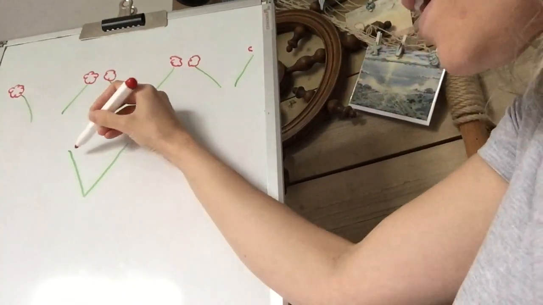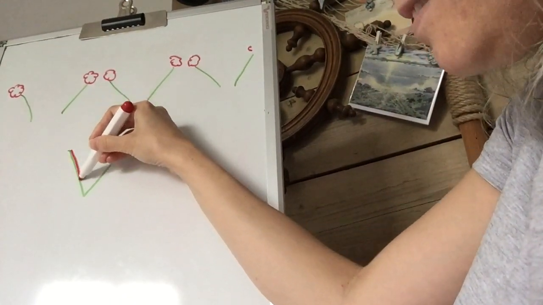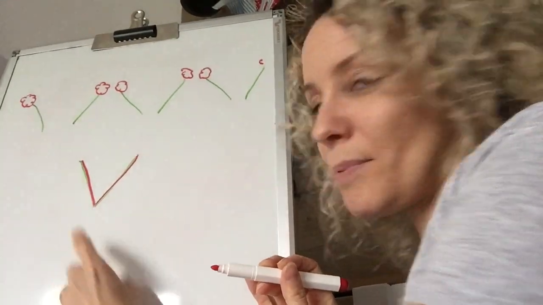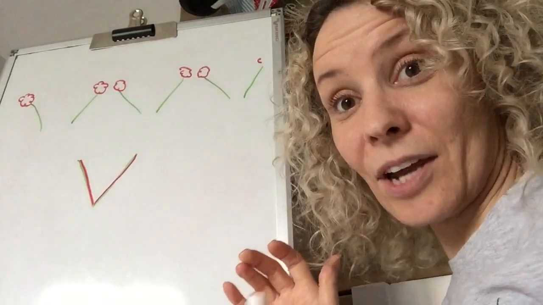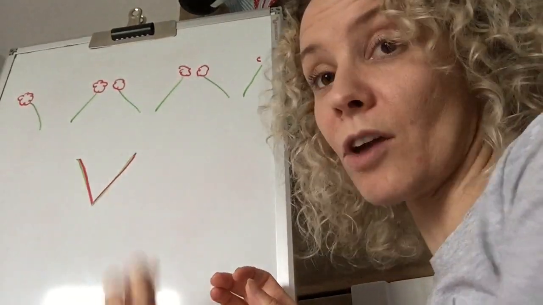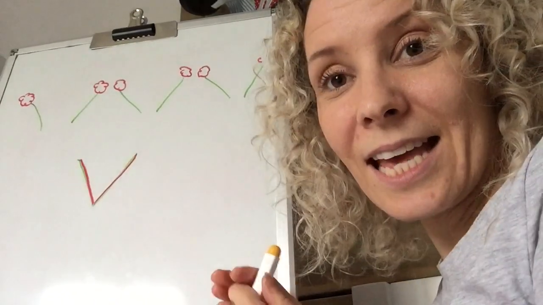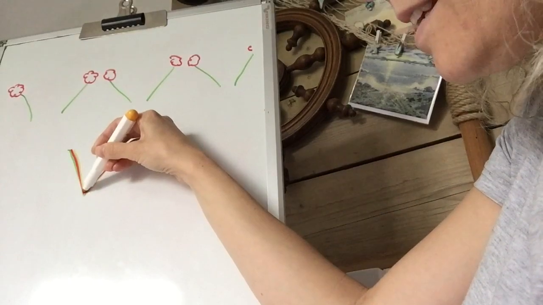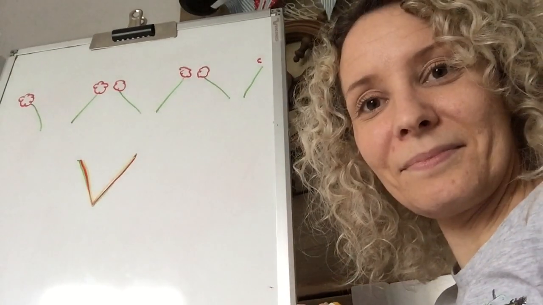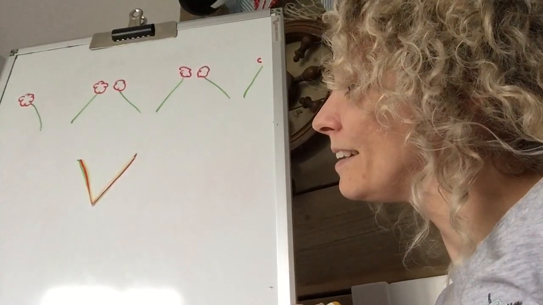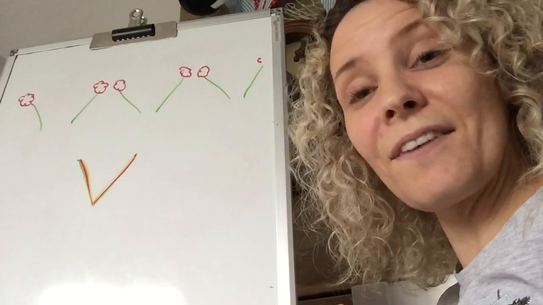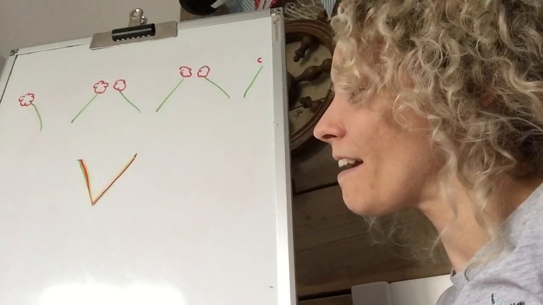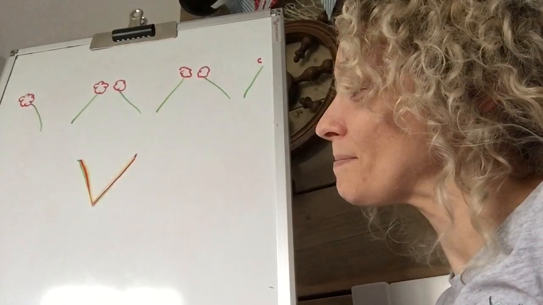So V, here we go. I'm going to go down and up. I'm making sure I've got that really pointy bit at the bottom. You're going to have a go. Great job. So you go down and up and make sure you've got the pointy bit at the bottom. So ready? Down. Up. Brilliant. So this is a V, V for van, V for vest, V for vase.